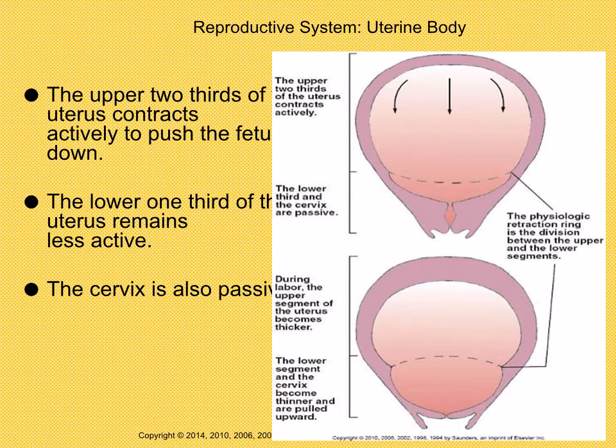Creating that pressure on top of the cervix also helps to thin out and efface the cervix, if you will. So thinning out is the effacement, is the technical term for thinning out of the cervix. And it also helps to promote dilation. The lower 1/3 of the uterus remains kind of less active, and the top part of the uterus there, we can see those arrows coming down, is the most active part of the uterus. Okay.